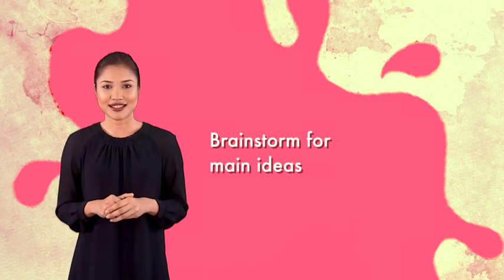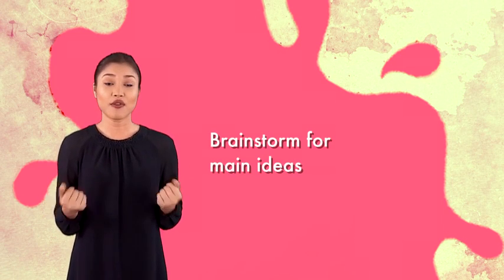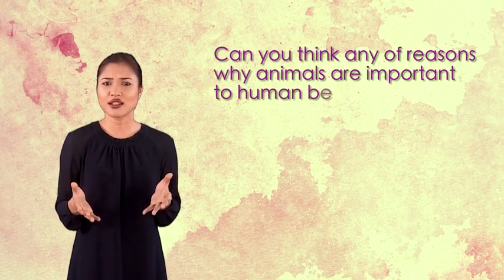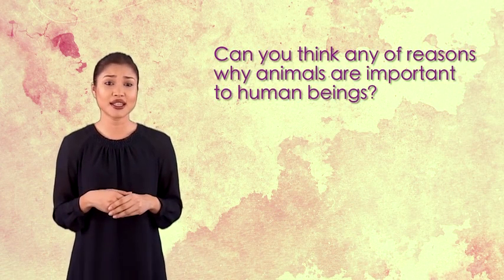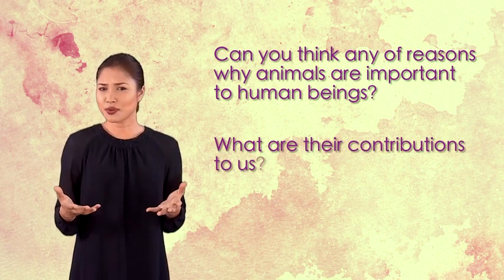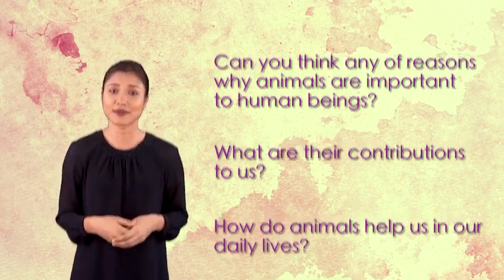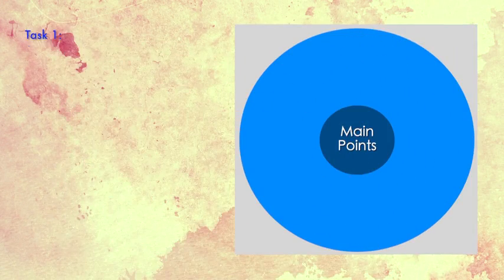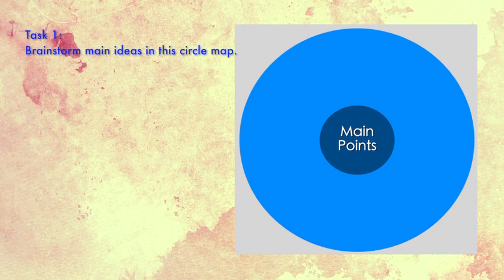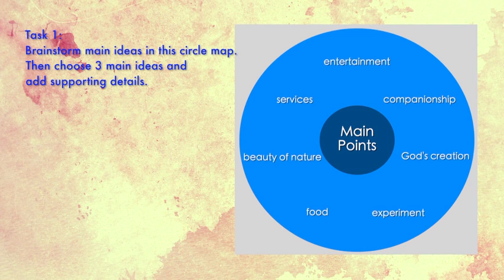Brainstorm for main ideas. Now let's brainstorm for main ideas. Can you think of any reason why animals are important to human beings? What are their contributions to us? How do animals help us in our daily lives? Brainstorm as many ideas as you can in this circle map. Then, choose the best 3 as your main ideas. Here is an example of my circle map, and these are the main points I have chosen.